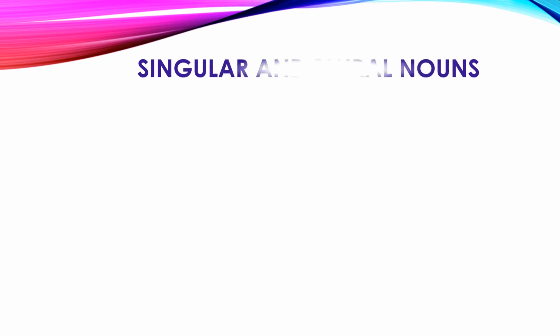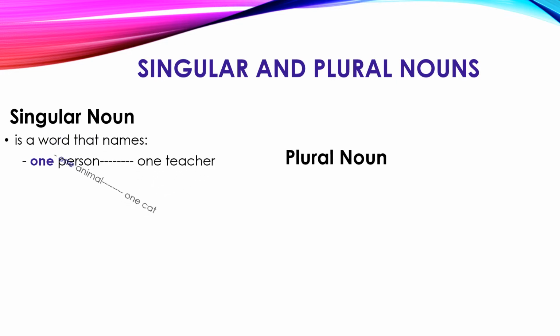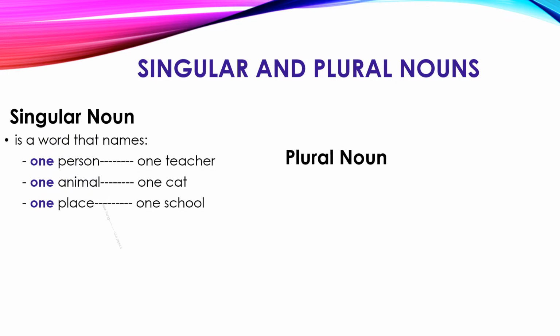Do you remember singular and plural nouns? What is a singular noun? Yes, a singular noun is a word that names one person, one animal, one place, or one thing. An example of one person could be one teacher. An example of one animal could be one cat. An example of one place could be one school. And last, one thing could be one pencil.